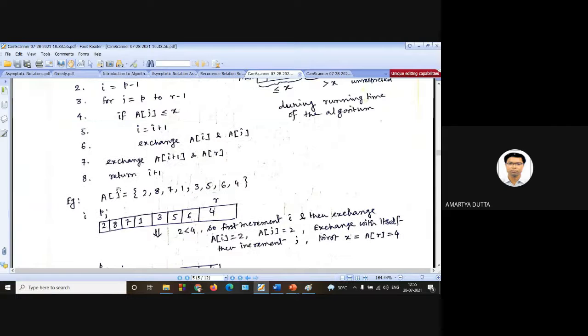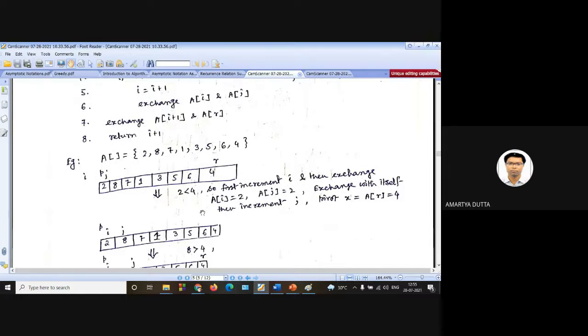Now J runs from P to R minus 1. If AJ is less than X, so 2 is less than 4. Then what should I do? First we have to increment I, so I is equal to I plus 1. Then exchange AI with AJ. So now your AI is 2, your AJ is 2. I is incremented by 1. So 2 is exchanged with itself. Okay. Your pivot is 4.